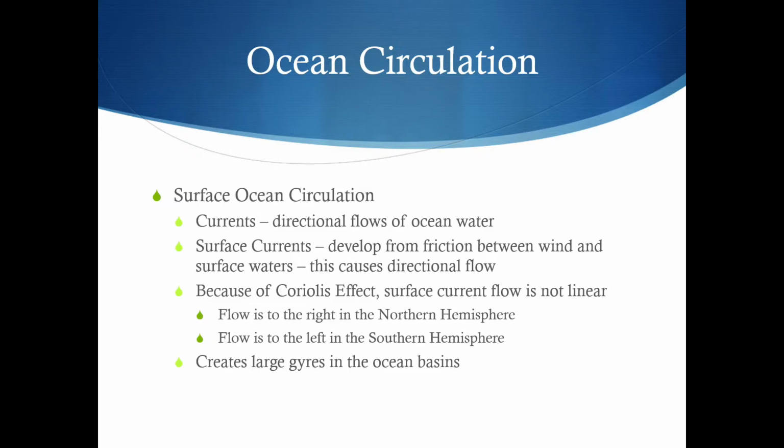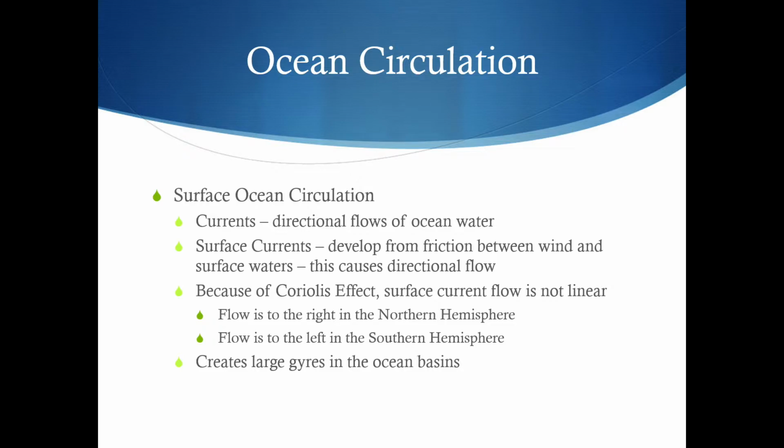Currents are just basically directional flow of the ocean water. We know this. These currents are driven by the wind. As we see there, surface currents develop from friction between the wind and the surface water. So the wind blows across the surface water. Friction between the wind and the water gets the water moving, and this causes that directional flow.